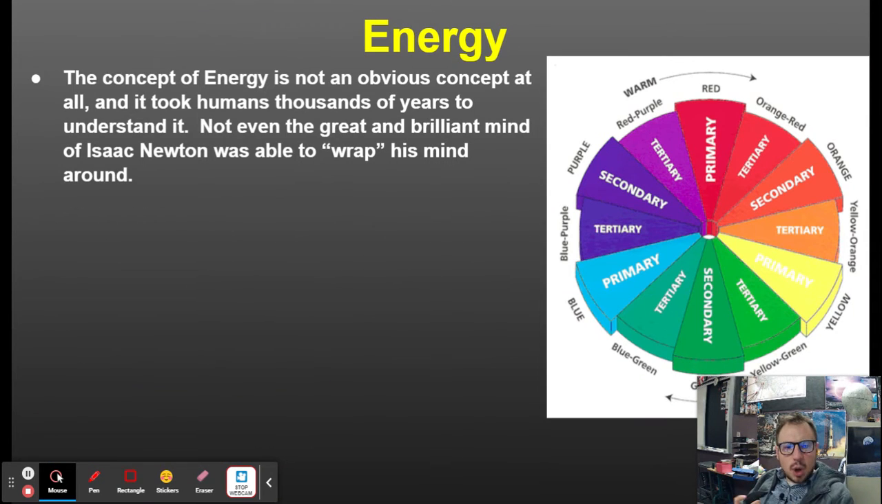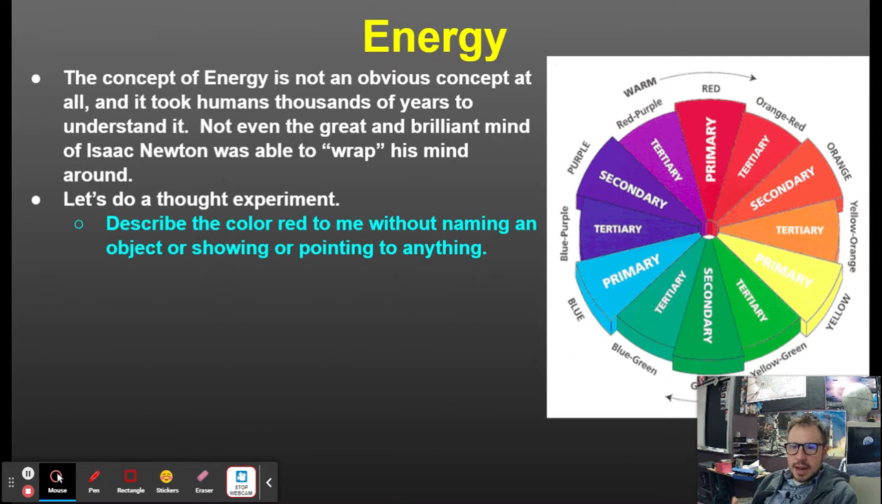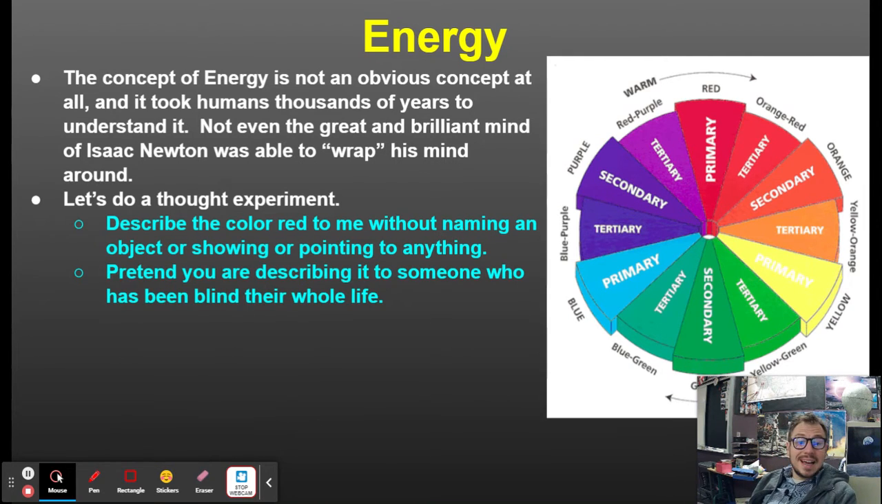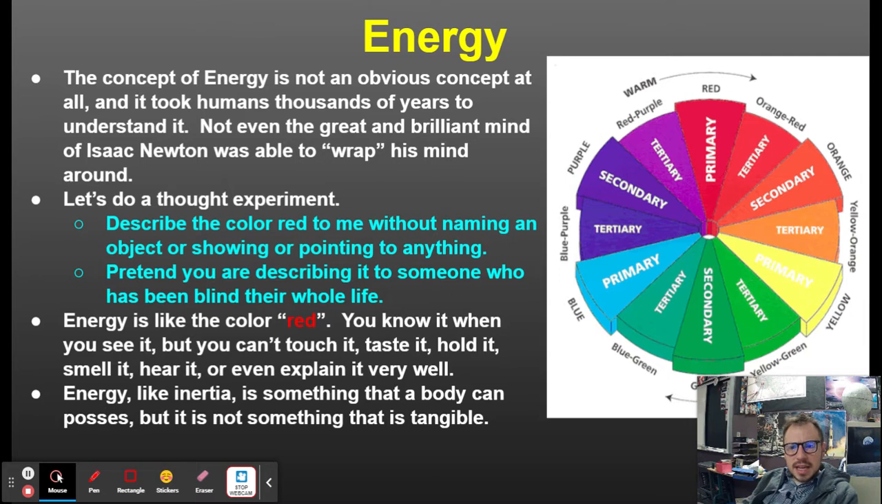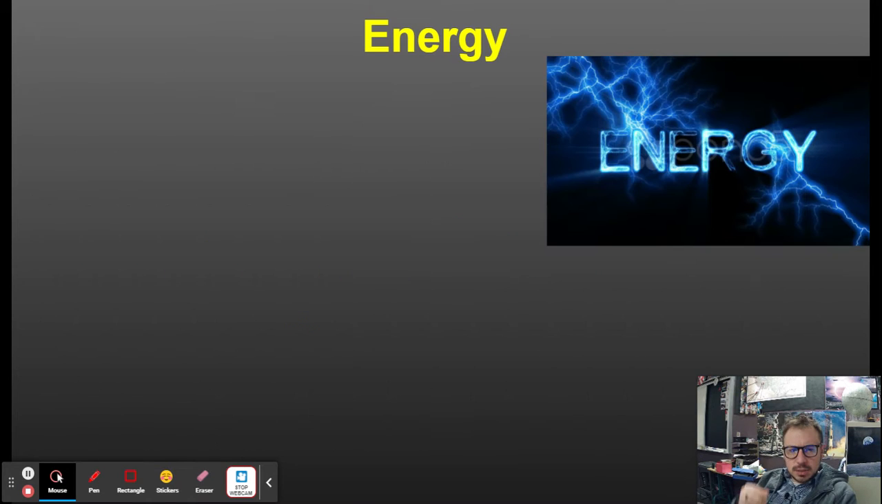Now, energy is a very hard concept to grasp, and I always compare energy to the color red. Just think about trying to describe the color red to somebody without naming an object, showing, or pointing to anything. Think about trying to describe the color red to somebody who's been blind their entire life. It's very difficult, but you can recognize it, but you can't touch it, taste it, hold it, smell it, hear it. You can't really even explain it very well. Energy, like inertia, is something that a body possesses, but it's not something that's tangible.